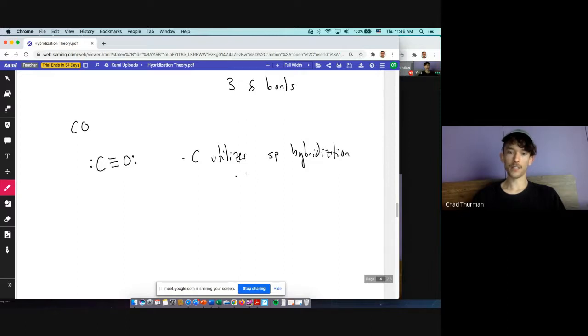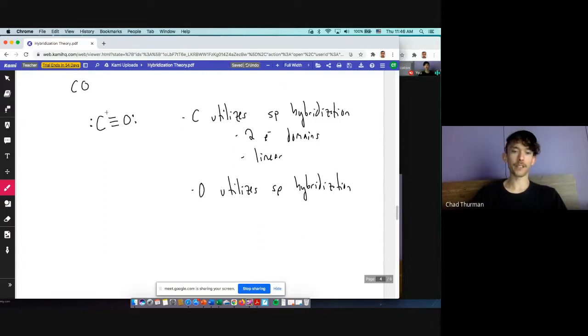How do we know that? Because it has 2 electron domains. I can also think to the fact that the electrons are arranged linearly around the carbon. The oxygen is the exact same. Same reasoning. What about the bonding? Well, I see a triple bond. I know the triple bond is always 1 sigma and 2 pi. And there, we've analyzed the hybridization and the bonding of this molecule.